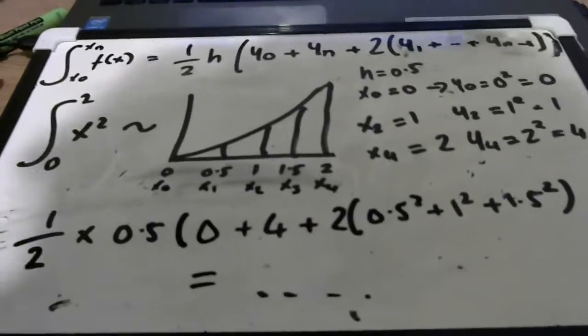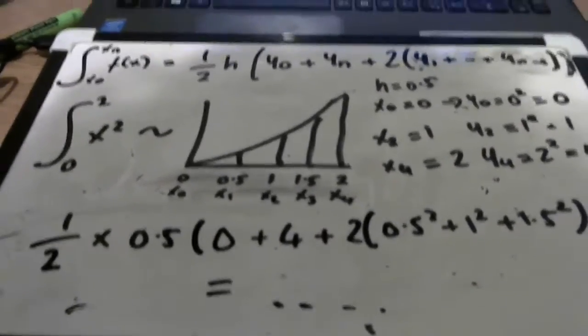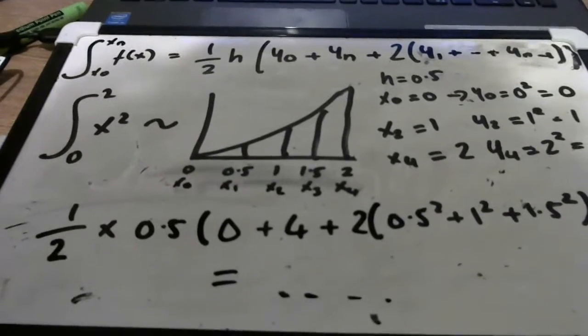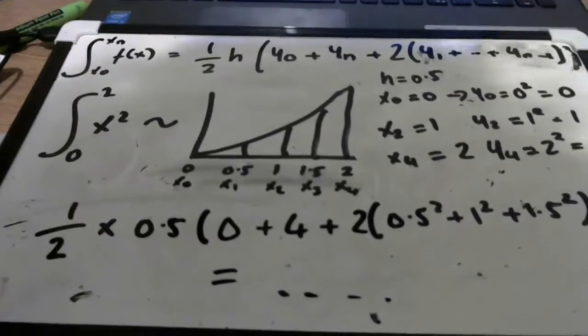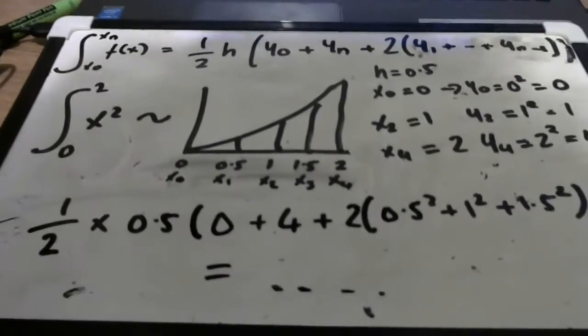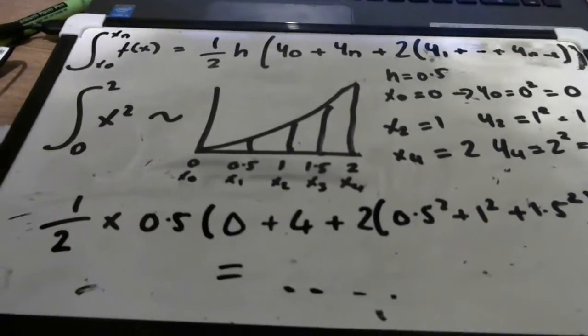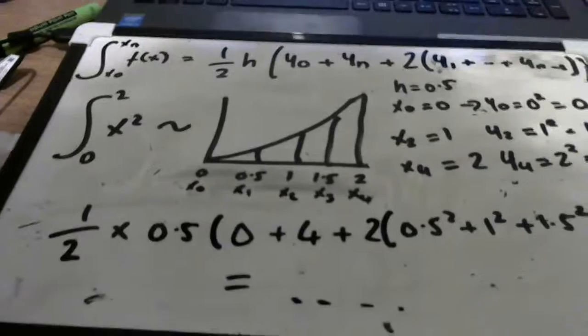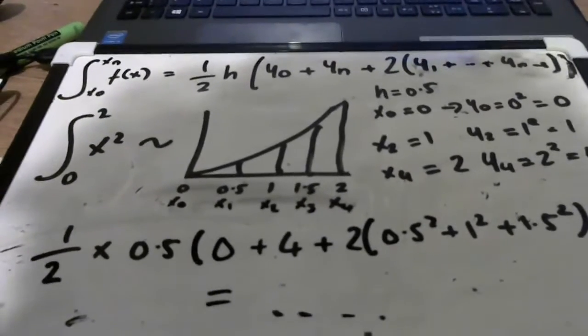And that actually isn't that difficult. You can see I've got a half, because it is a half, 0.5, because that's the width of the bar. Then your bracket has the first one, y0, and then you've got y4, which happens to be 4. And then 2 times all the other ones, so 0.5 squared, 1 squared, and 1.5 squared are the other three, the three in the middle. I hope that makes some sort of sense to you. If it doesn't, I'd recommend recapping.